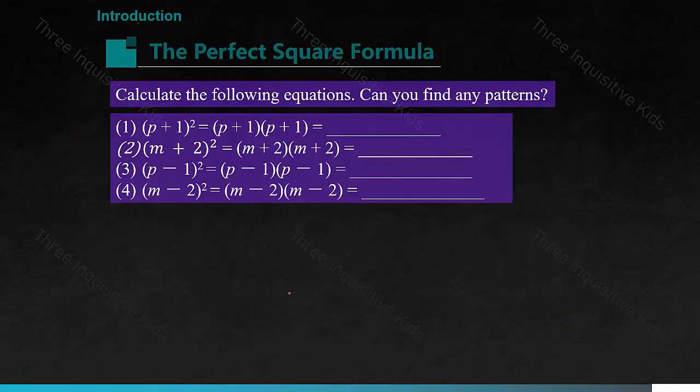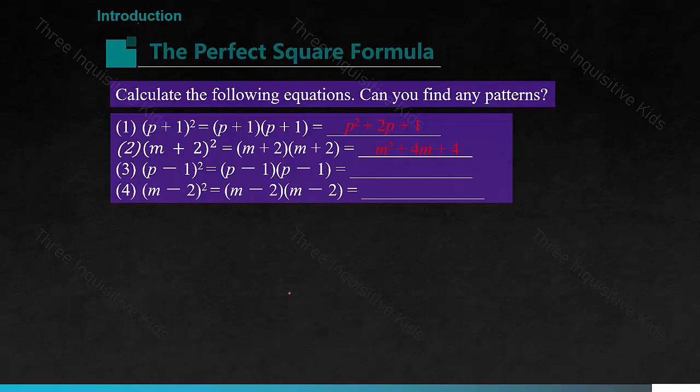Calculate the following equations. Can you find any patterns? For the first one, we have p plus 1 squared. That's the same thing as p plus 1 times p plus 1, which gives us p squared plus 2p plus 1. This is what you'll get after you simplify and combine like terms.